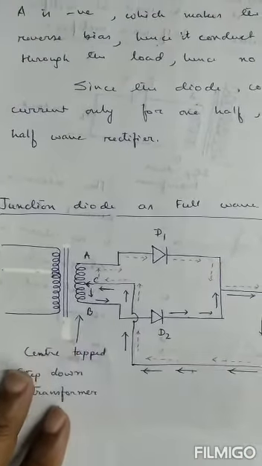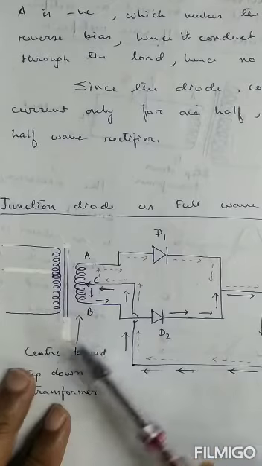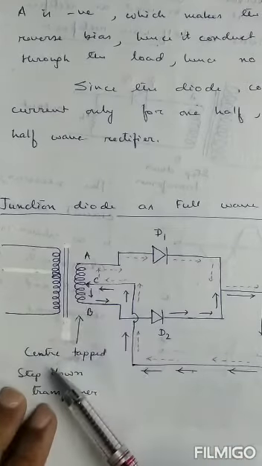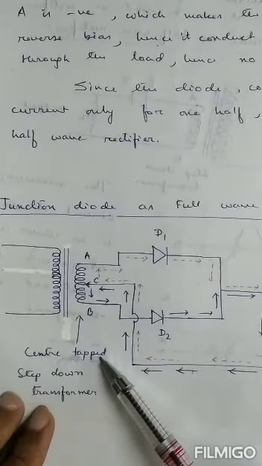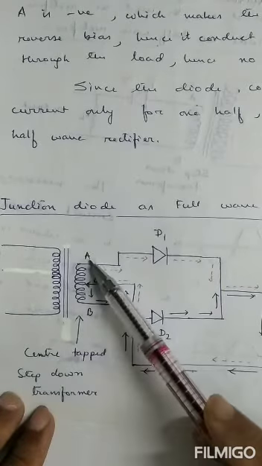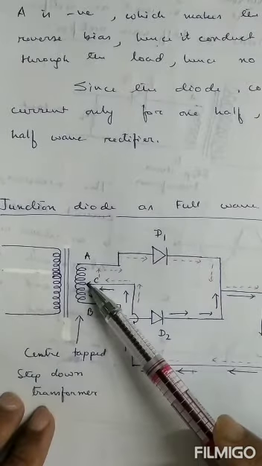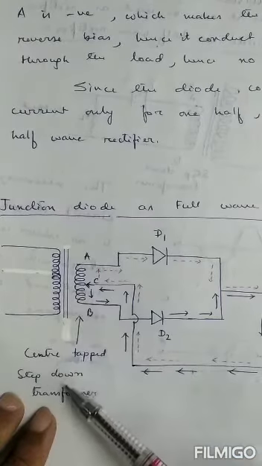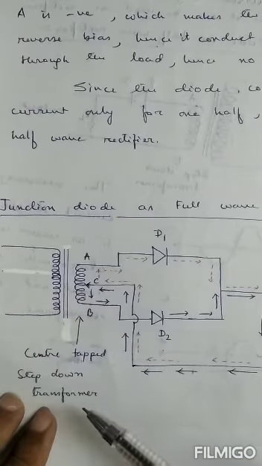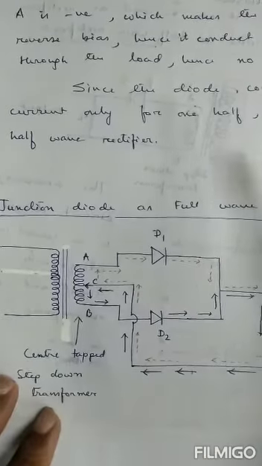Now junction diode as a full wave rectifier. This is the circuit diagram. This time our transformer is a center tapped step down transformer. Tapped, T-A-P-P-E-D. That means its output has 3 wires. This is the middle wire. Generally the number of turns in this part must be equal to the number of turns in this part. This is called a center tapped step down transformer. So this is the necessary circuit diagram.